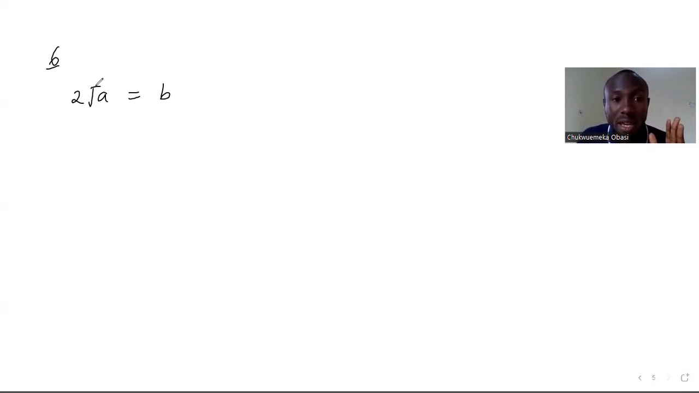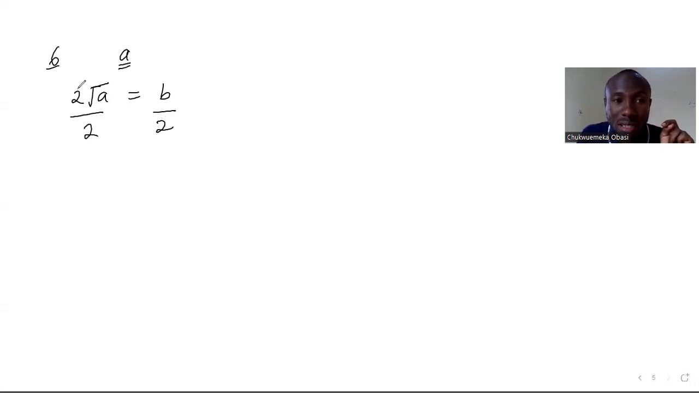Here we have A inside a root. I'm going to show you how to dissolve that root to get A out of it. The first thing you want to do here is to divide. We want to make A the subject. Please take note, we divide everybody by 2.